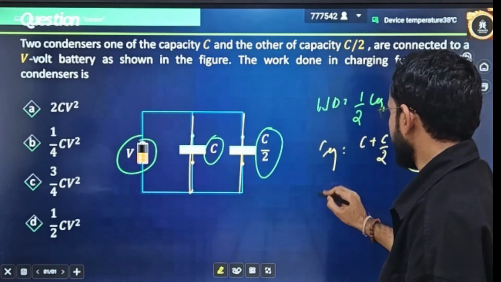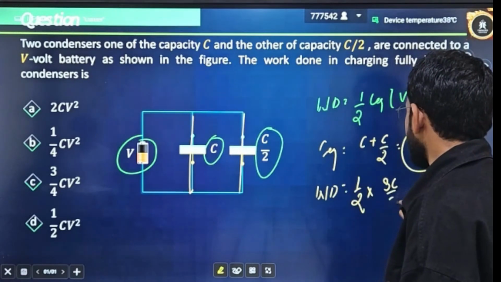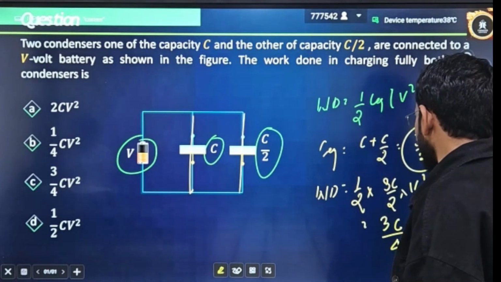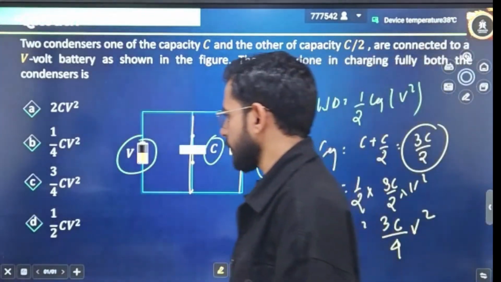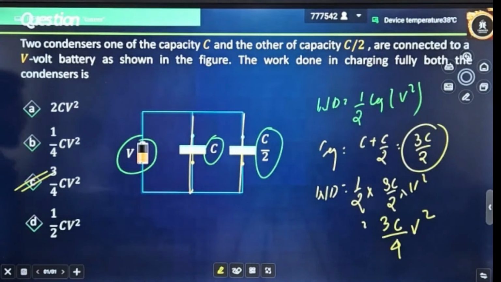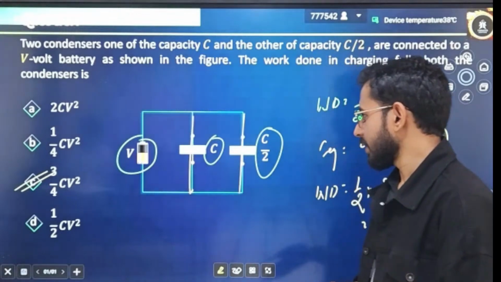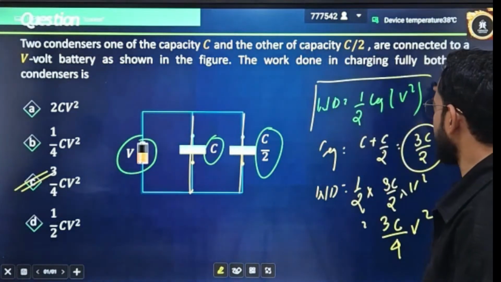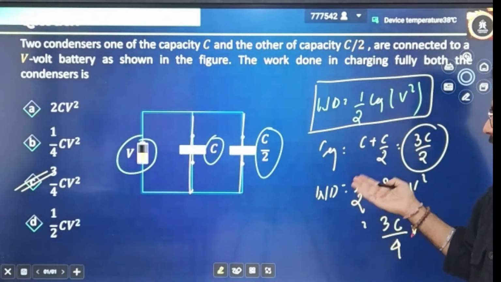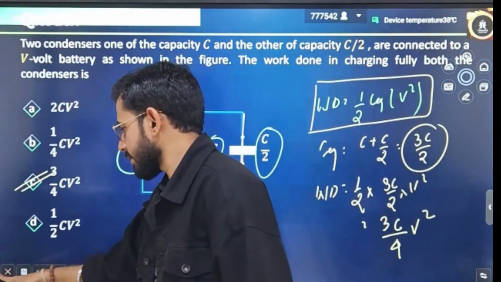Just put it in the formula: work done is equal to half into C equivalent, that is 3C by 2 into V square. Final answer will be 3C by 4 into V square, or 3 by 4 into C V square. Option 3 will be simply correct. The question was not asking for any specific thing. The formula I told you is the one we derived in the last lecture. Work done is equal to half CV square, and then I just calculated the C equivalent of the circuit, and that's it. This was the answer.